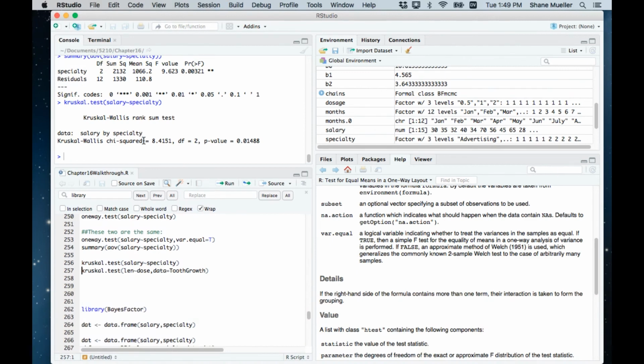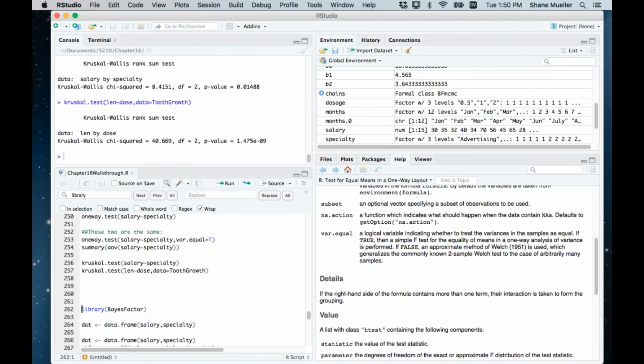And I think we actually looked at this a little bit when we were looking at non-parametric t-tests, but you can do salary tilde specialty. It doesn't give you any of the means or anything. It just does a test of whether specialty has any effect, and again, specialty has an effect here, but we're not making any assumptions about the variance or the distributions of the error noise. I could do it with tooth growth, and you can see here that the length of the tooth is significantly affected by this dose value.